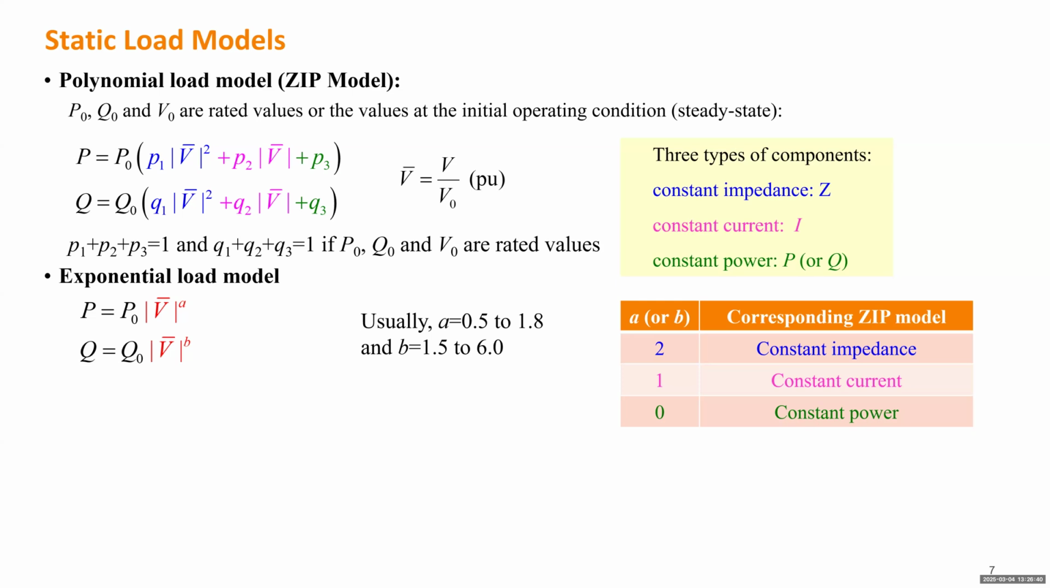Let me ask a question. If my load has only constant impedance and constant current without constant power, and I model it with the polynomial load model, but now I want to use the exponential load model to represent it, what will be A? If the load has constant impedance and constant current and no constant power, what is A? A reasonable guess is between 1 and 2, right?